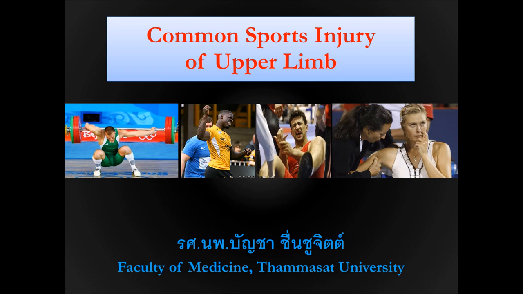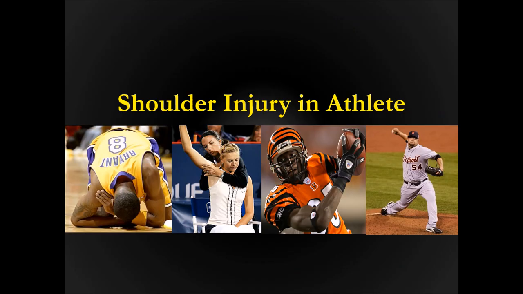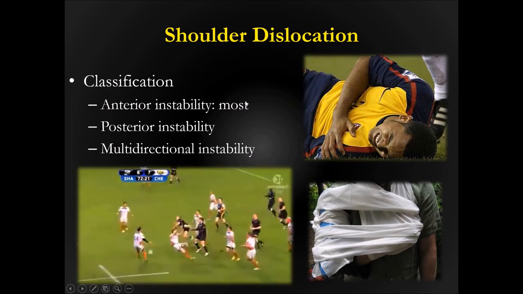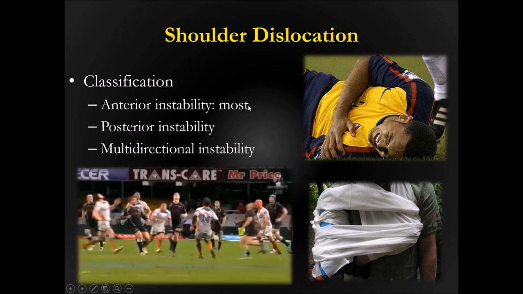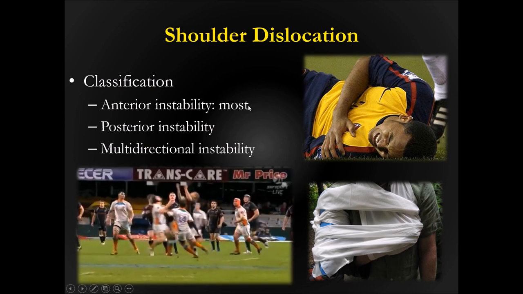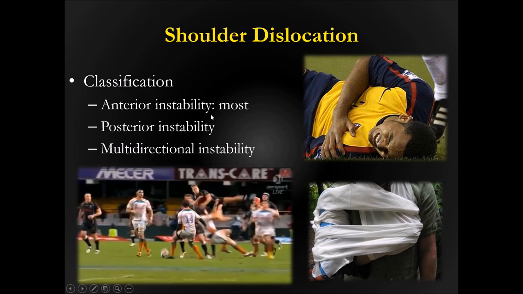Now we're going up to the upper extremities. Very common is the shoulder injury. Actually, shoulder dislocation is the most common.